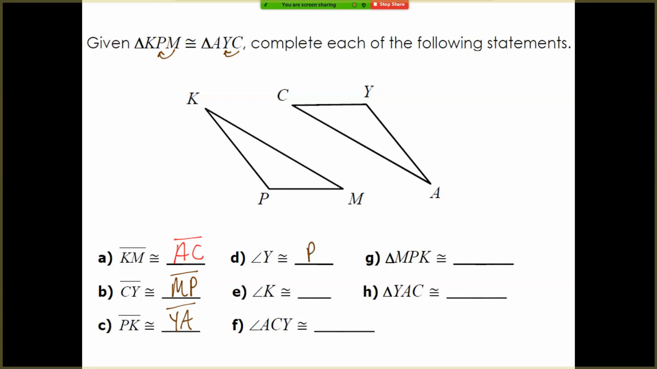Angle Y is in the middle, angle P is in the middle. Angle K is first, angle A is first. Angle ACY: if I go from angle A to C to Y, I'm going to have to go from K to M to P. And then last but not least, I have to write 2 different congruency statements. I was given triangle MPK is congruent to triangle CYA.